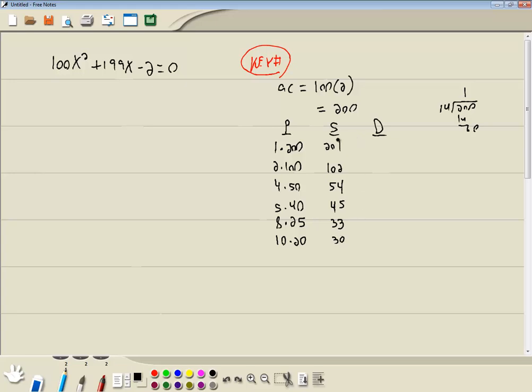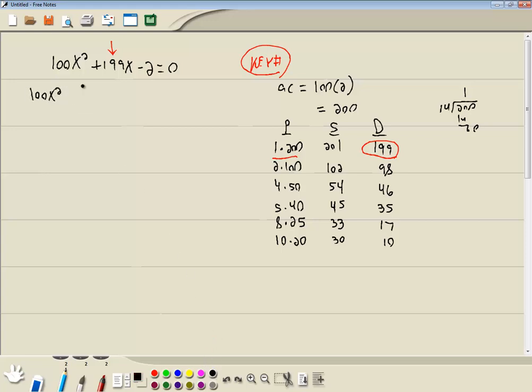The difference column, subtract smaller from larger. 200 minus 1 is 199. 100 minus 2 is 98. 50 minus 4 is 46. 40 minus 5 is 35. 25 minus 8 is 17. 20 minus 10 is 10. Now the number we're looking for is the number in our middle term, which is 199, which is right here. So we're going to use 1 and 200.